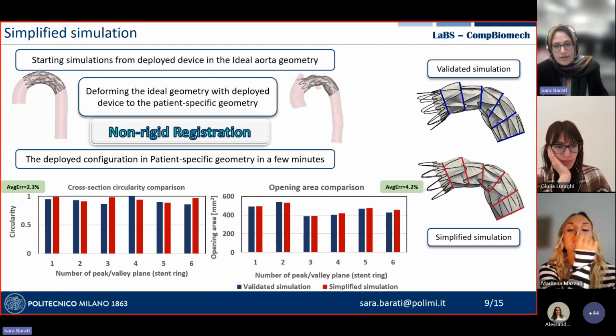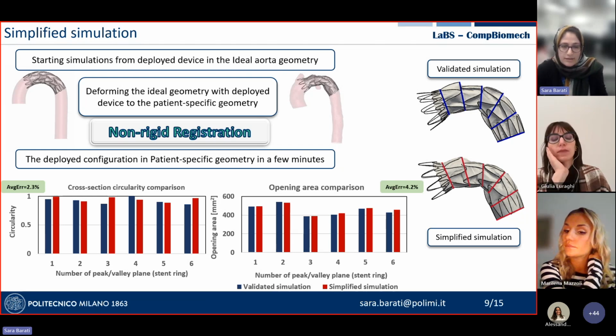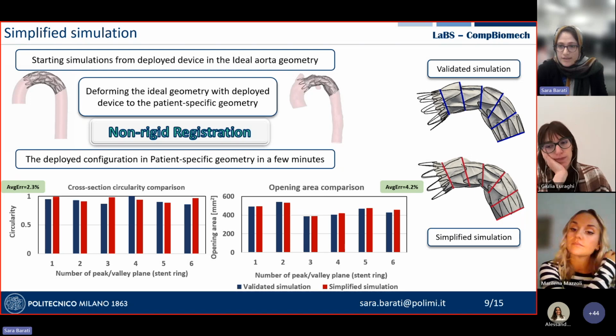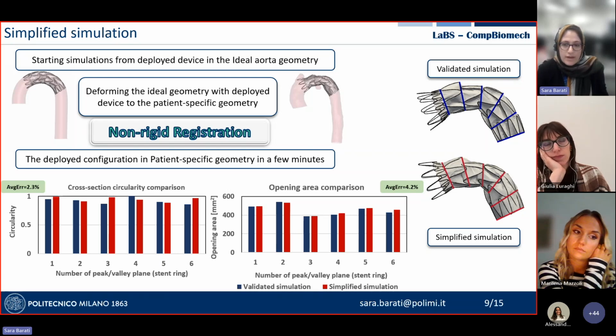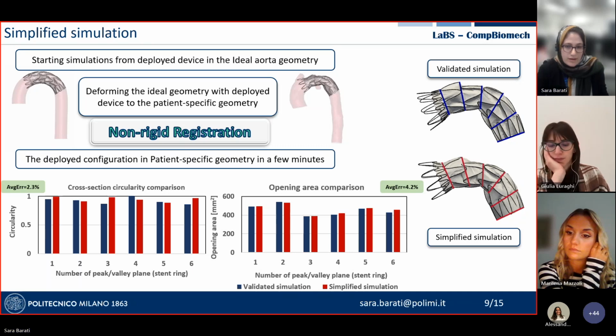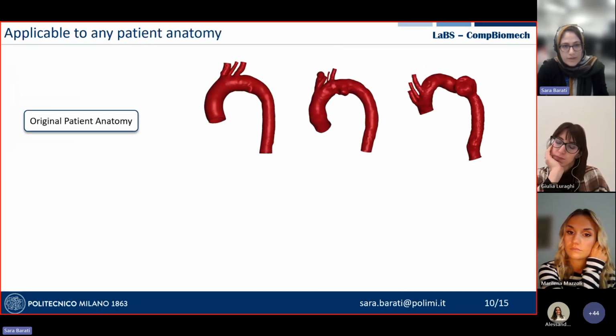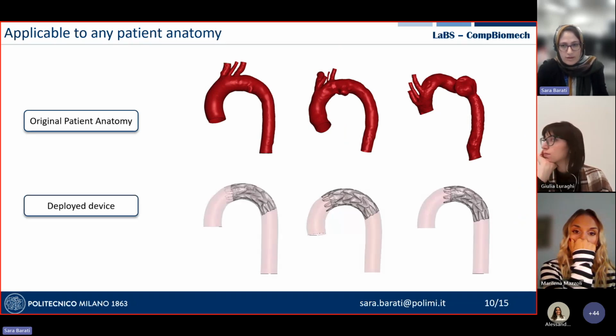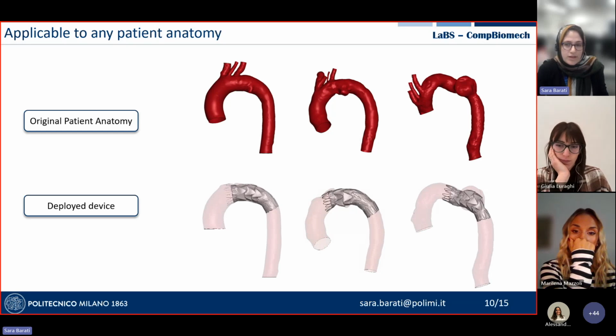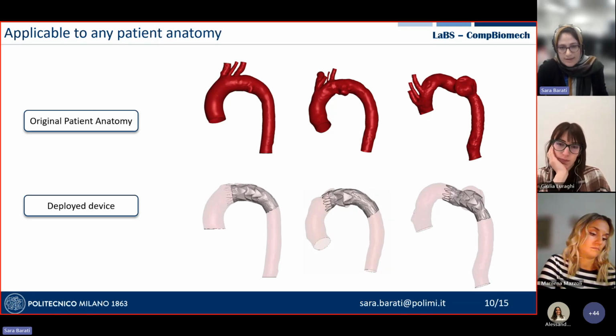We calculate the opening area and the circularity of the stent rings at the peaks of each ring of the stent graft. And as you can see, the errors are very low. We have compared this for multiple simulations, and we have gotten promising results. So for any patient-specific anatomy, if we know the landing zone of the stent graft, we can do this simulation in just a few minutes from the original deployed device inside the ideal geometry.